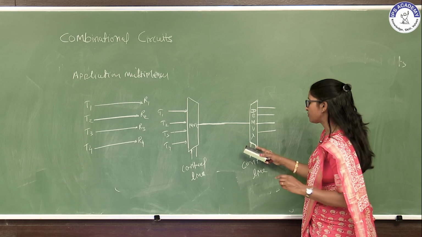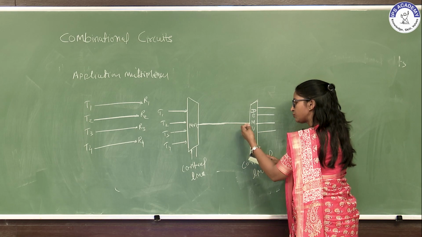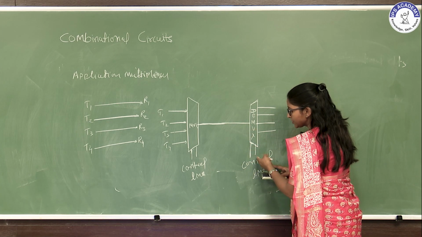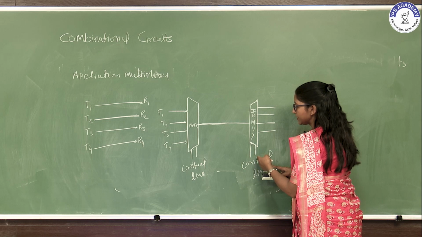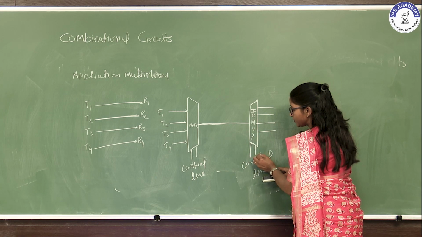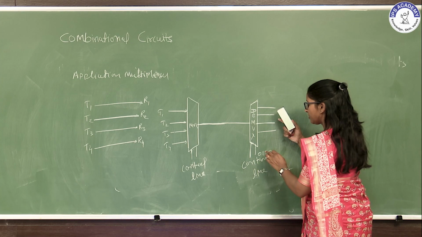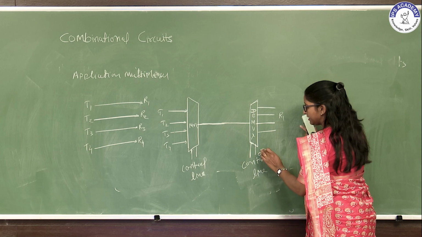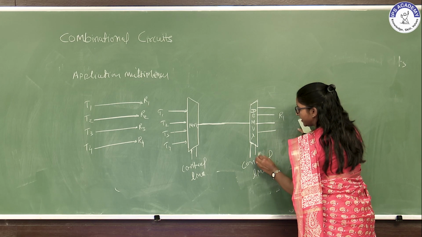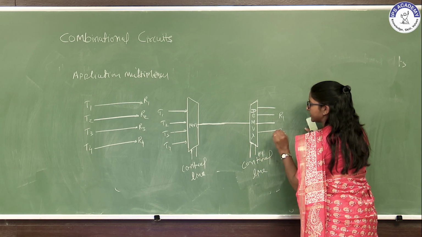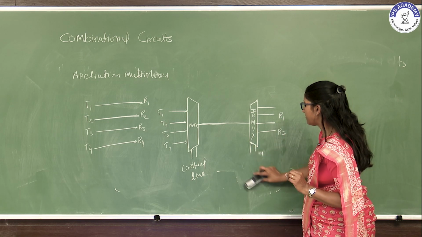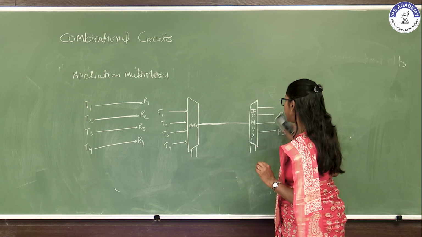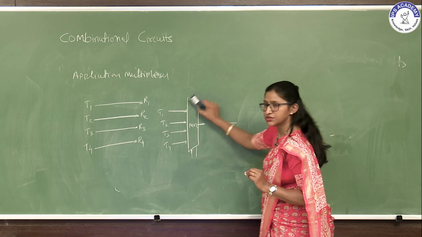So here the control lines will decide which output of the demux gets the input. According to the combination, suppose the combination is 0 1, the output will be at this side, like R1, and if it is 1 1, we will get R3 like this. So this is the example we can use for the multiplexer. This is a very important combinational circuit which is used on the communication side.